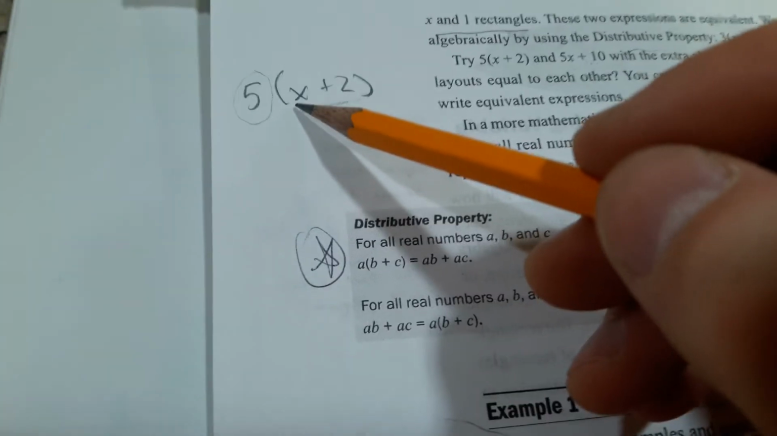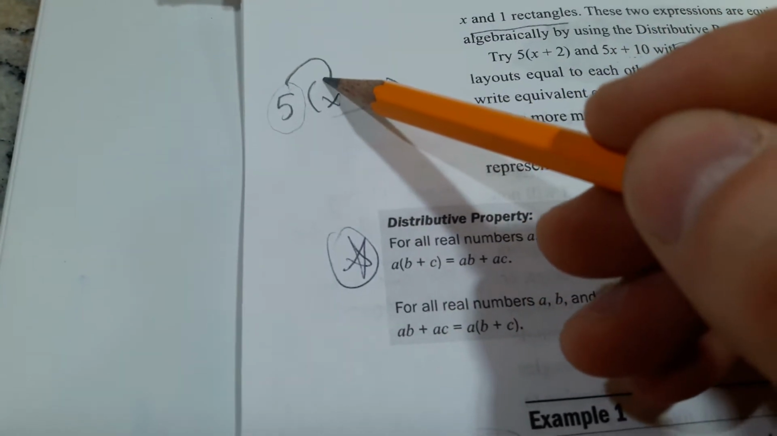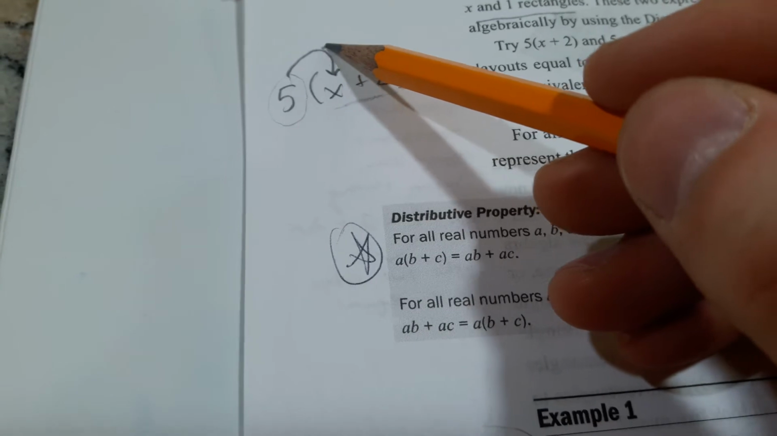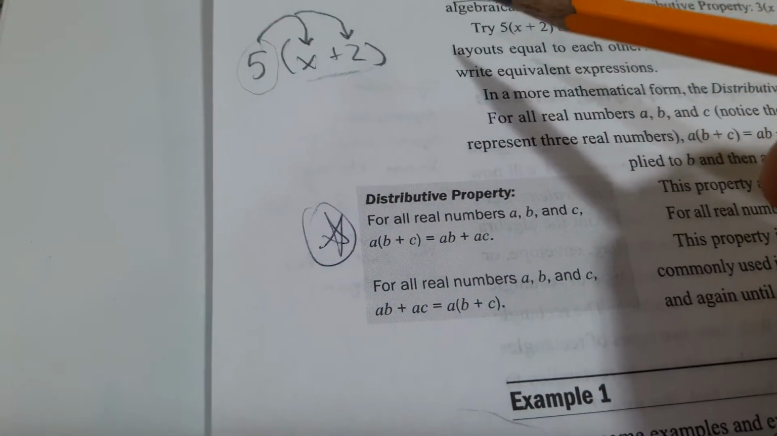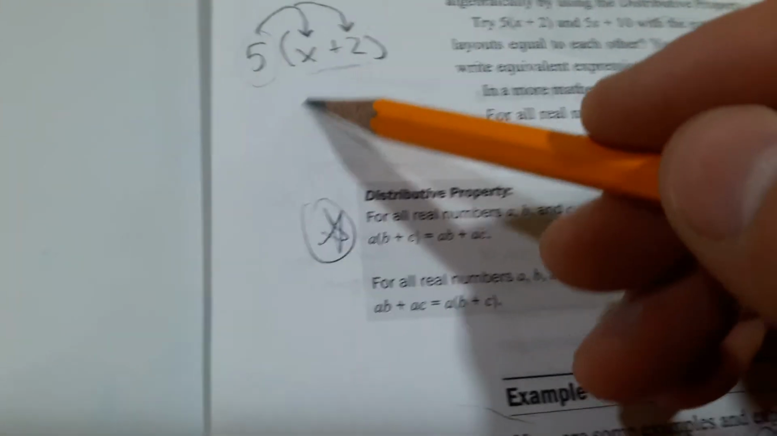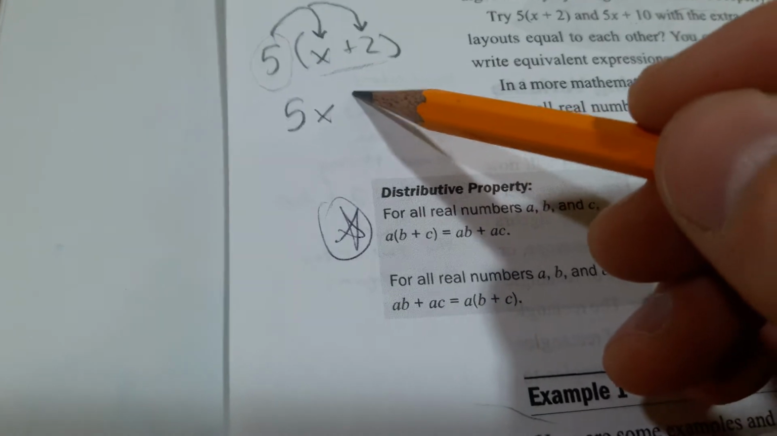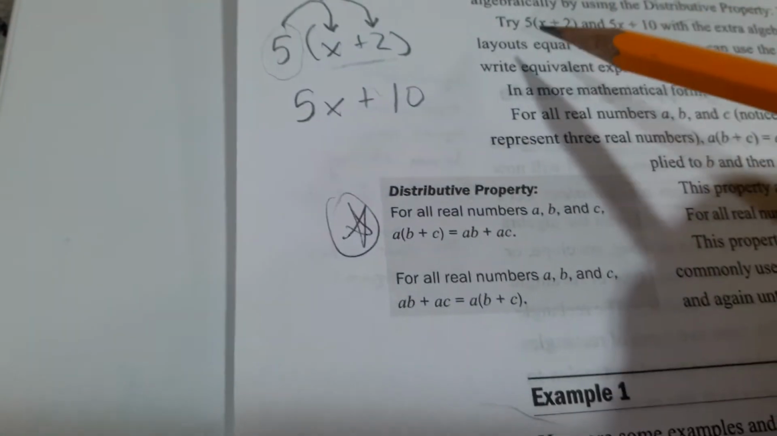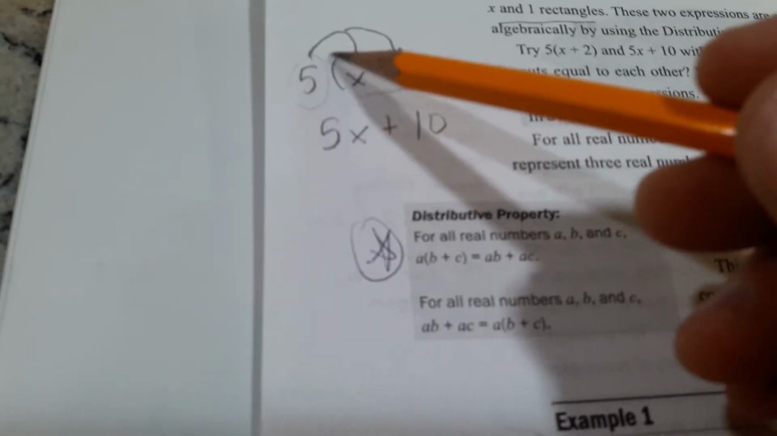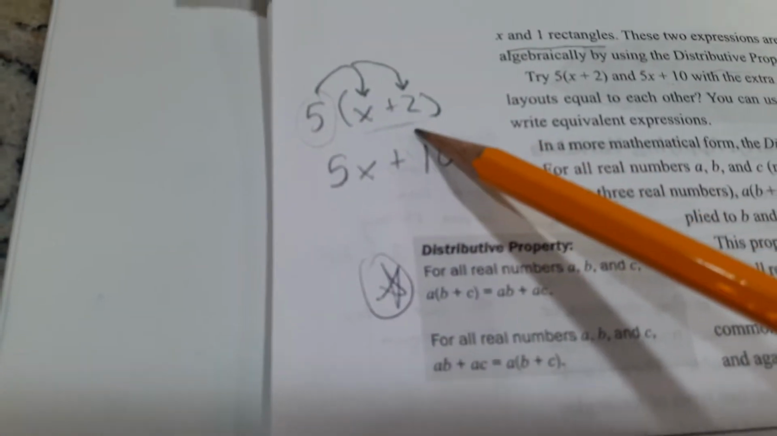But if we want to break it up and pull out that parenthesis, we can multiply 5 by each of the things inside of the parenthesis. So 5 times x is 5x, plus 5 times 2 is 10. Now I don't have a parenthesis anymore, and I've distributed the 5 into all numbers or variables inside the parenthesis.